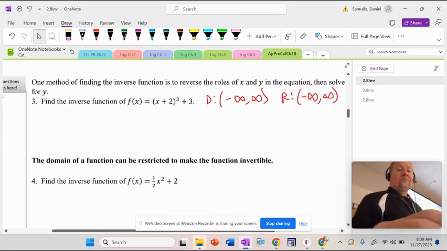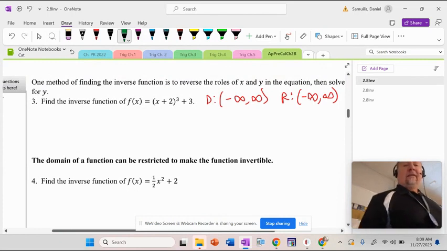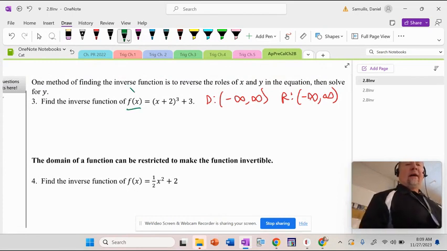All right. Let's literally find the inverse. By the way, this is y. We should know f of x equals y. And then literally switch x and y. Literally do it. And then re-solve for y.